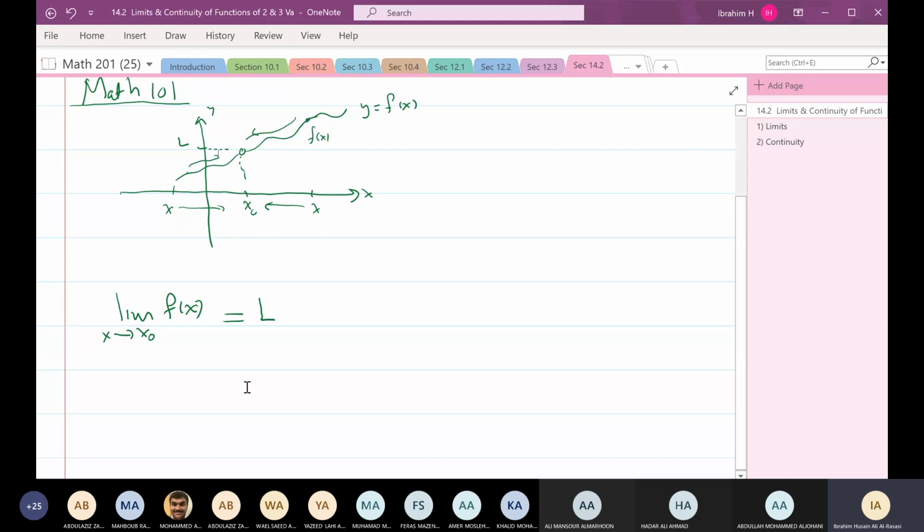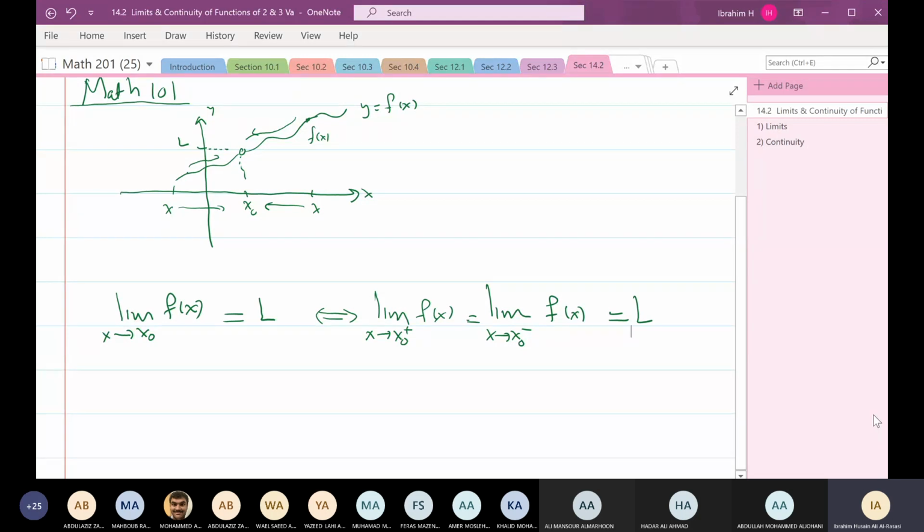The main rule in Math 101 is the following: to find the limit, you also consider limits from the right, as x approaches x0 from the right, and limits from the left. We say the limit exists and equals L if the right-hand limit equals the left-hand limit, and it is equal to the common value L. This is the intuitive meaning of limits in Math 101.